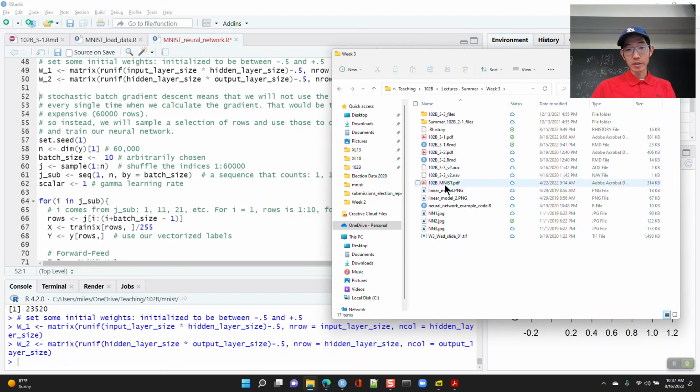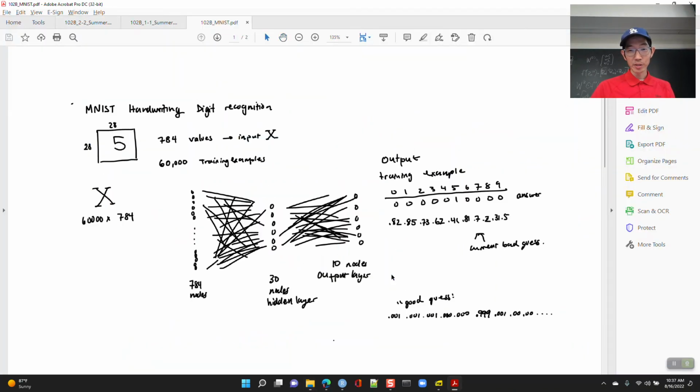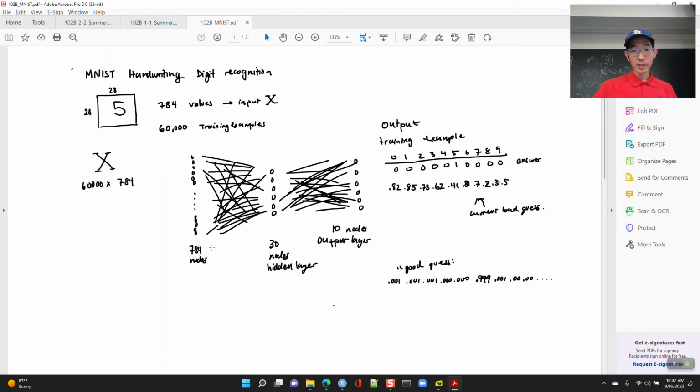Maybe I have a couple slides to illustrate what I'm doing here. So again, 784 nodes, 30 nodes, 10 nodes in the output layer. What we want for this first image, which is a 5, is for the output to be 0, 0, 0, 0, 0, and then a 1 for the node that corresponds to 5, then 0, 0, 0. And then our guesses might give us something like 0.85 or 0.82 or 0.73. A good guess would be something, maybe not exactly 0, but like 0.001, 0.001, 0.001, 0.000.